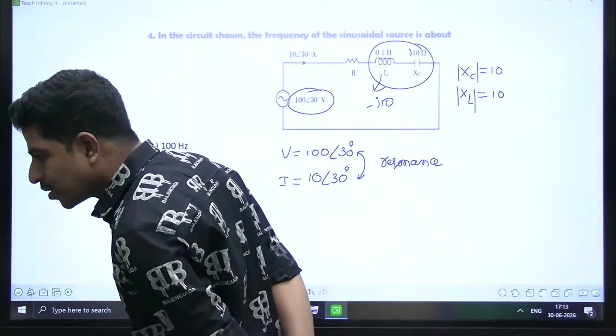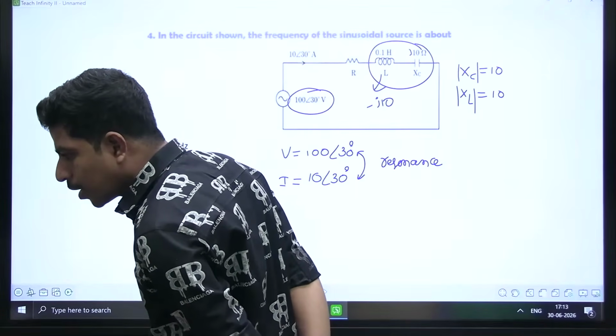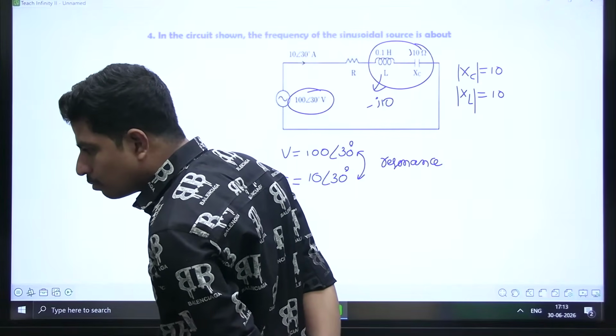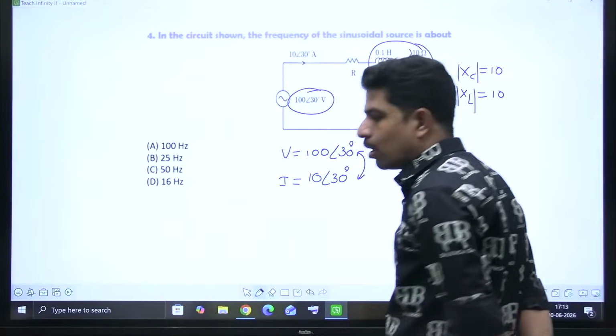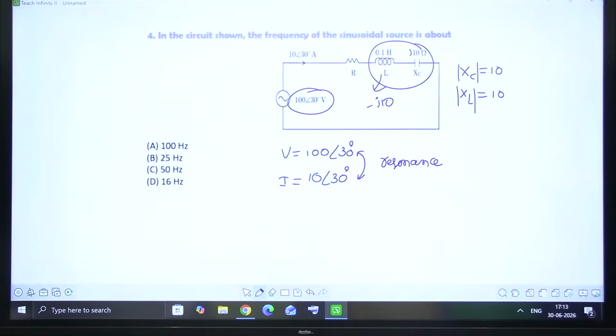Somebody has given the answer. Very good, PVB2. Sai Vamsi Ram, the answer given by him is D. Yes, it is D. I'll solve it. It is under resonance.